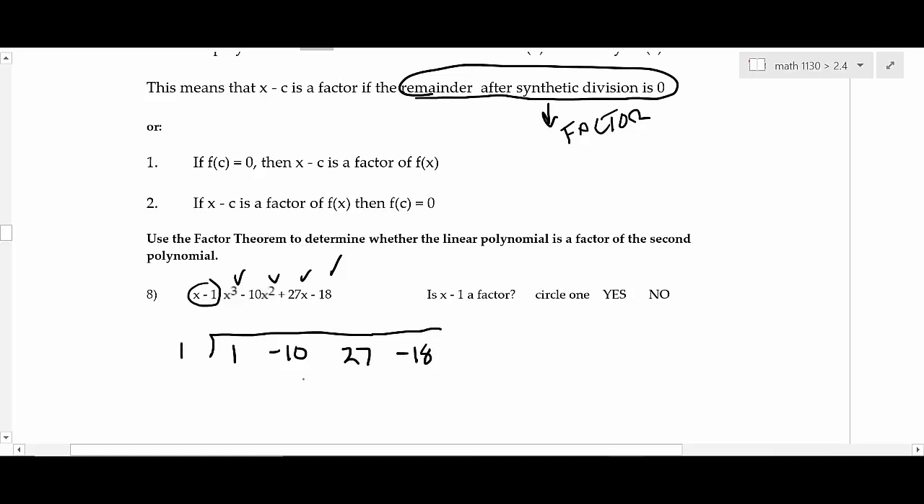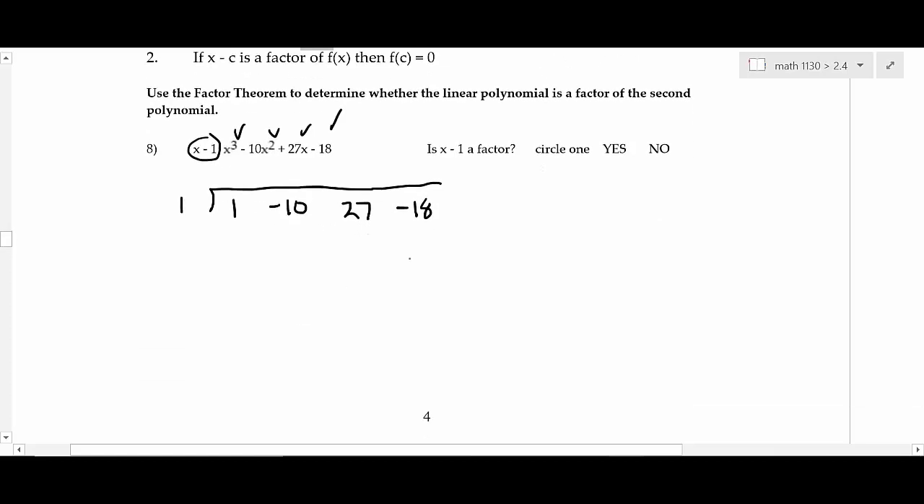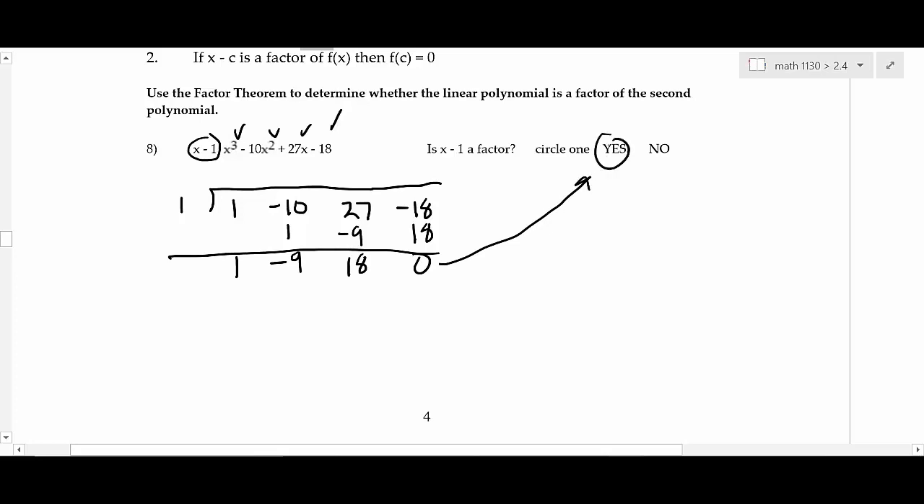Okay, now let's do synthetic division and let's see what happens. That'll give us the answer to the problem. So if I bring down the 1, I do that. Multiply, that's 1. Add the column, that's negative 9. Multiply, that's negative 9. Add, that's 18. Multiply, that's 18. Remainder is 0. So is it a factor? It is, okay? Because it's 0, that means it's a factor, okay?